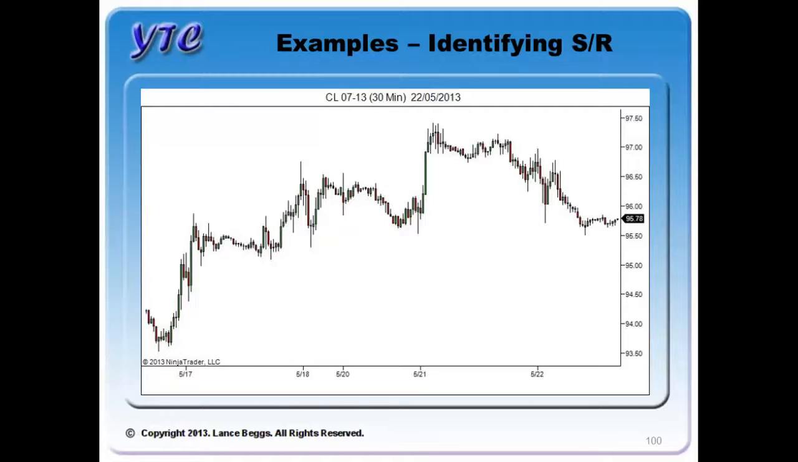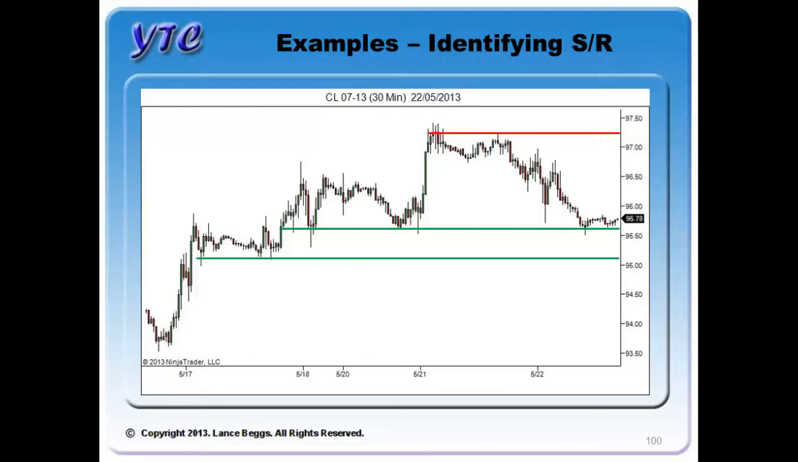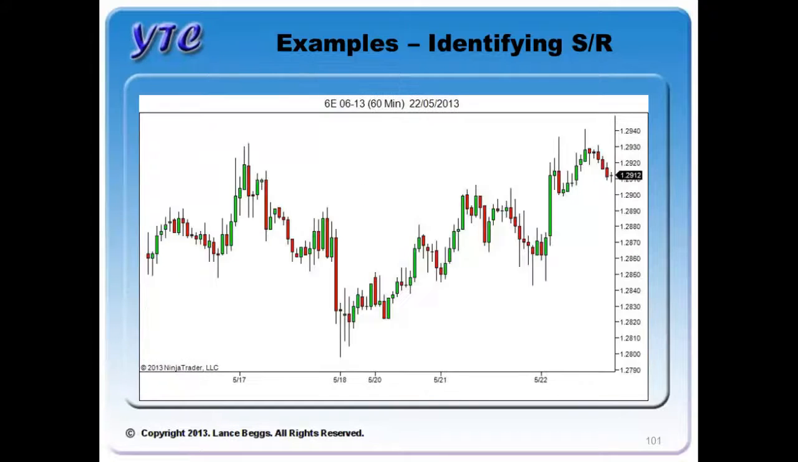Here we have the crude oil futures 30-minute chart. Below current price, we have support at this level here and here. Resistance above price at this level here. And it's a little messy, but I wouldn't be too concerned if you also placed a level here, prior support, now resistance. 6E, the Euro FX futures, 60-minute chart, support here, prior resistance turns support here, and resistance above price here.